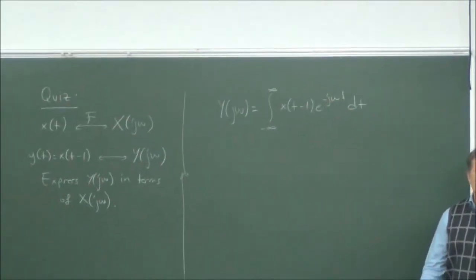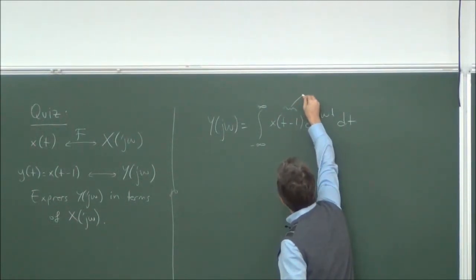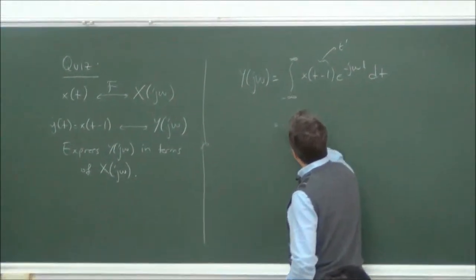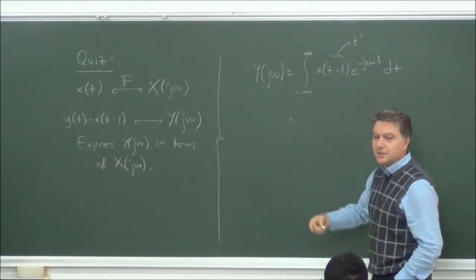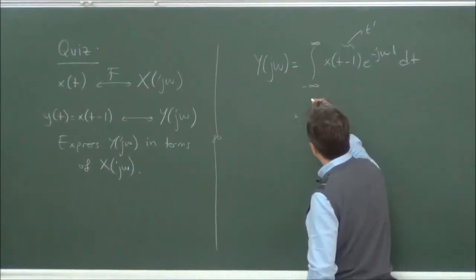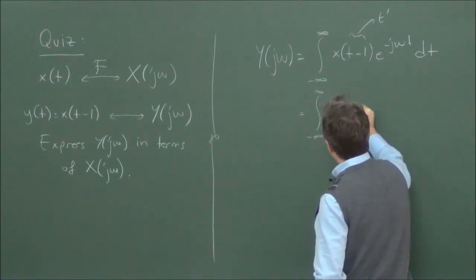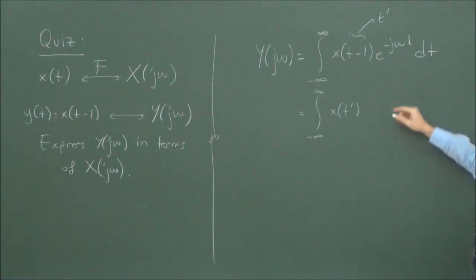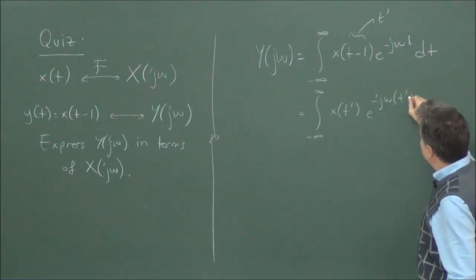All you need to do is to apply a change of variables to this t minus 1. Let's call it t prime. As t ranges from minus infinity to infinity, t prime also ranges from minus infinity to infinity. It's just a shift, so the integration limits don't change. X of t prime is what you write. Now, if t minus 1 is t prime, what is t then? That is t prime plus 1, isn't it?